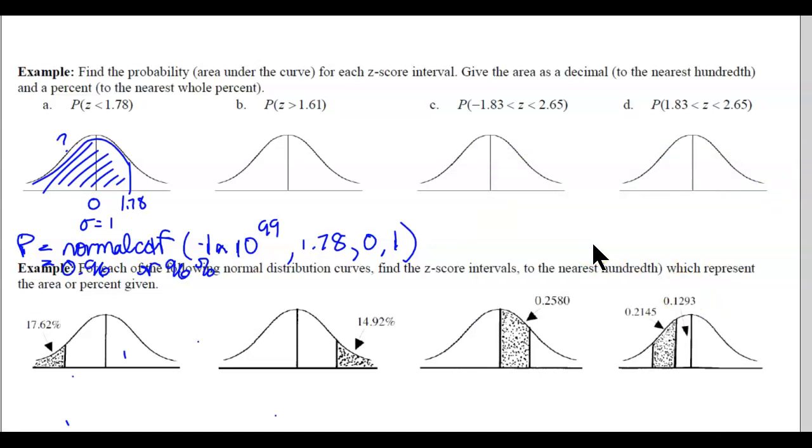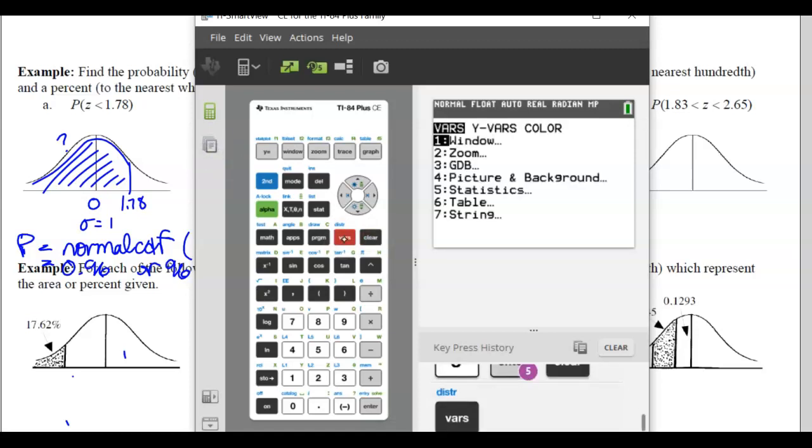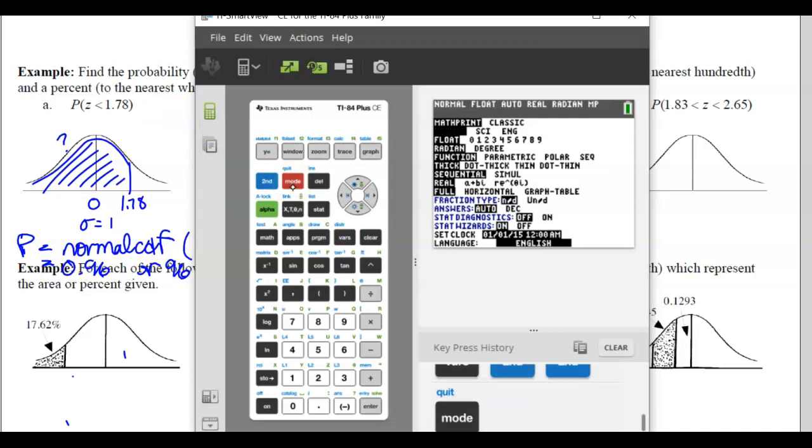Okay. Next one is probability greater than 1.61. So that's going to be this area here. So this is 1.61. Get your calculator out. Clear that. Second, bars.